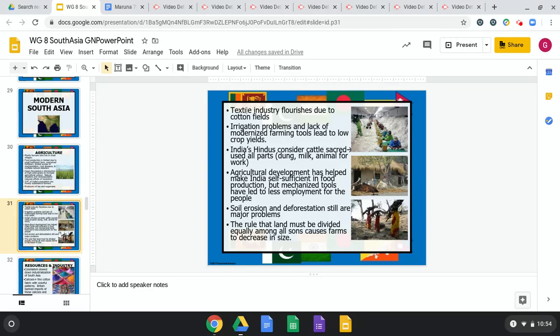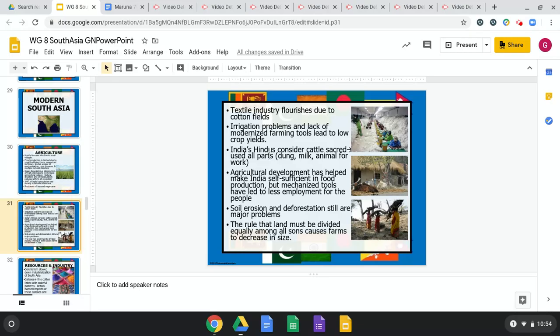The textile refers to the making of clothing, fabrics for other materials, so on and so forth. Due to those cotton fields, cotton is one of the cash crops there. Irrigation problems and lack of modernized farming tools lead to low crop yields in certain areas, underpaid workers, so on and so forth.